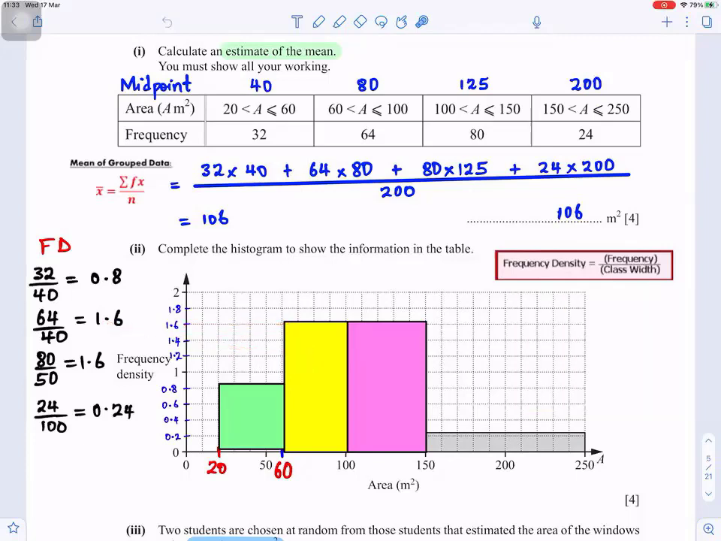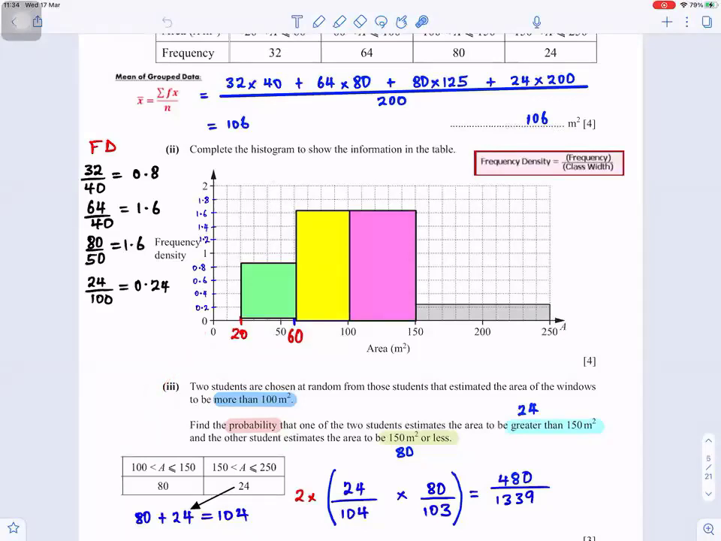And the next one is 100 to 150, and it's still 1.6. So that's the frequency density on the y-axis and the area on the x-axis, and it gives you a complete picture of the histogram.